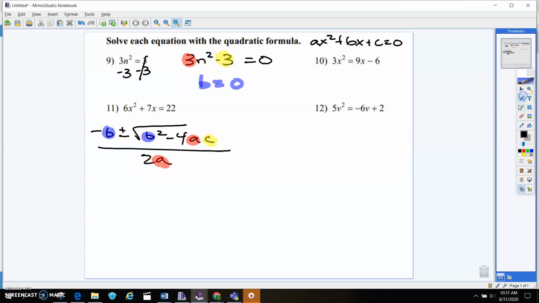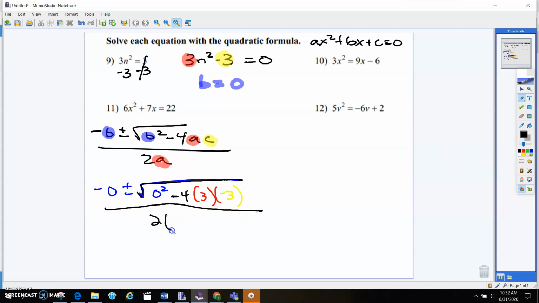All right, so now what we're going to do is substitute in. So that's going to give us, I'm going to try to color coordinate this, negative 0 plus or minus the square root of 0 squared minus 4 times my a value, which is 3, times c, which is negative 3, all over 2 times my a, which is 3. All right, and remember that's a lot of color for some of y'all, but for others it's helpful.